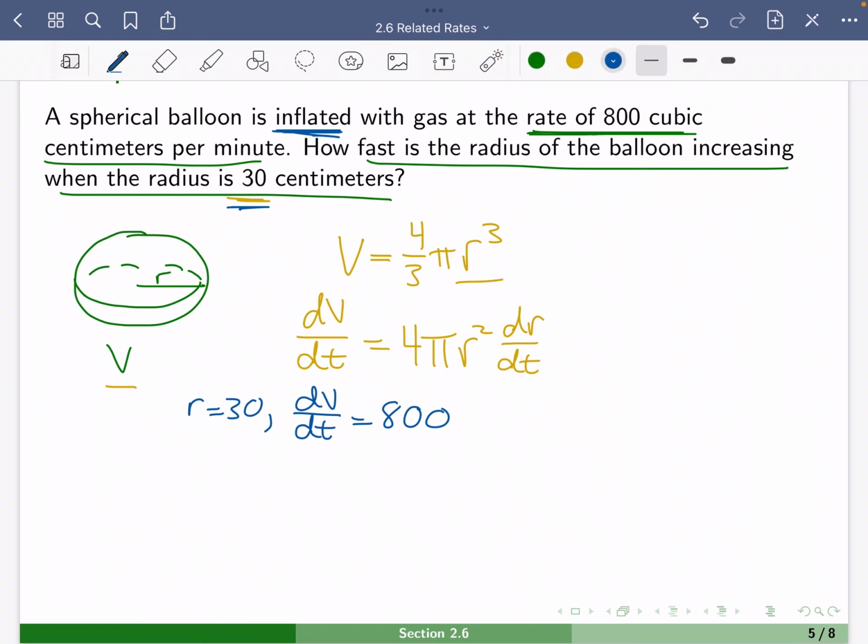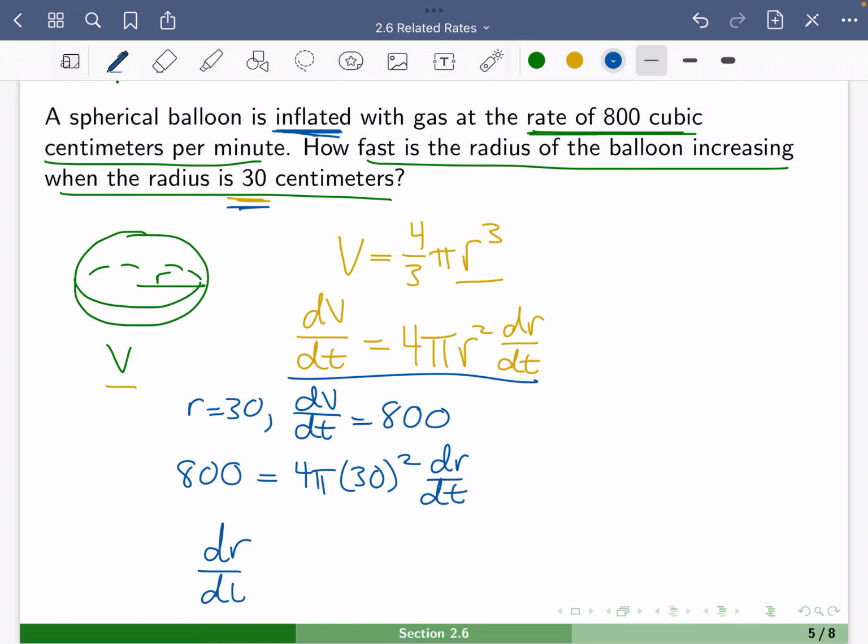And we're going to just plug those values into our derivative. And so 800 is equal to 4 pi times 30 squared times dr/dt. We're going to solve this for dr/dt. And when we do that, we get dr/dt is 800 over 3200 pi, which is 0.707.